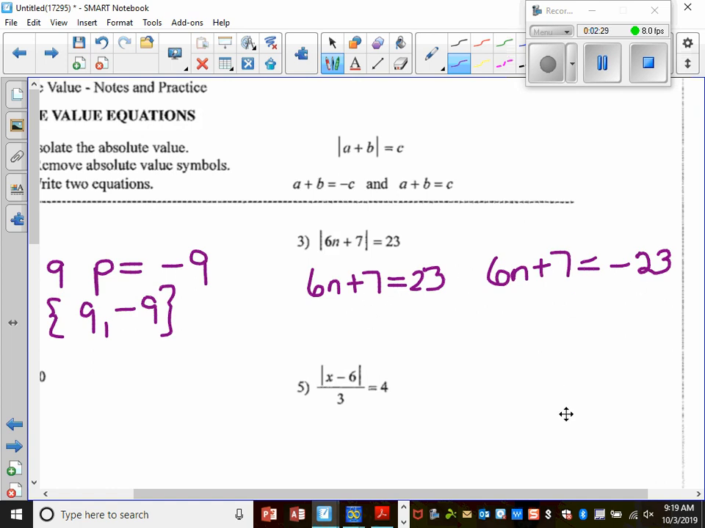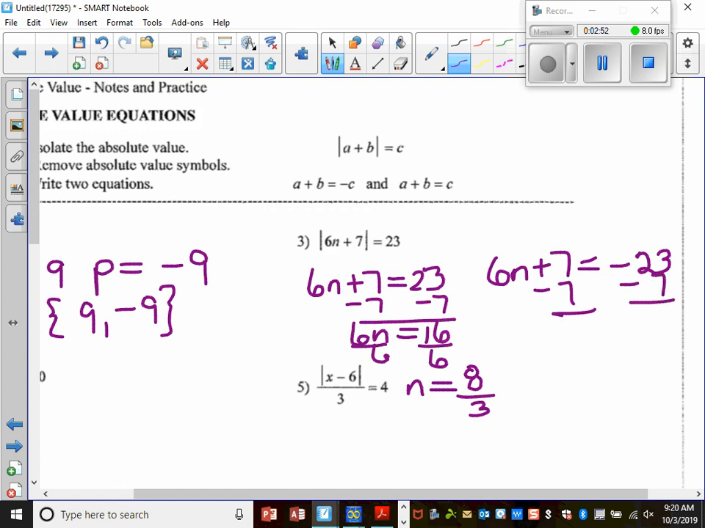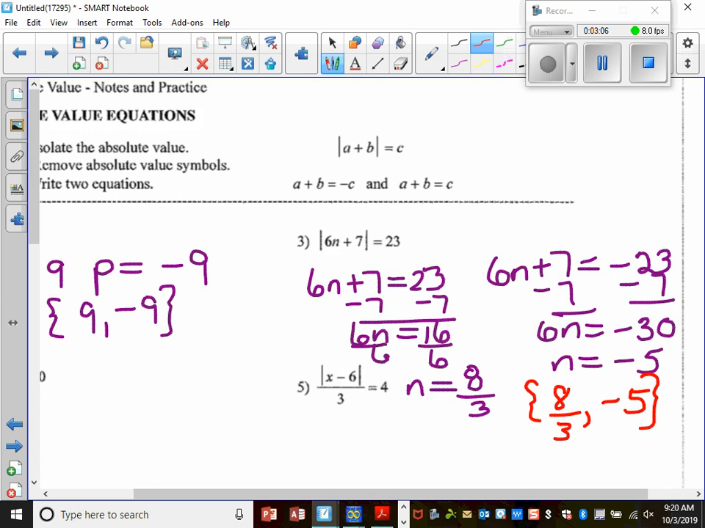So now we just go ahead and we can solve this for n. So we'll have 6n equals what? 16. Divide by 6. So n, and we'll just reduce this. Don't use mixed numbers. So that'll be 8 over 3. Okay, we'll subtract 7 here. 6n equals negative 30. So n equals negative 5. So again, just write your 2 answers in set notation. And it doesn't matter which one you write first.